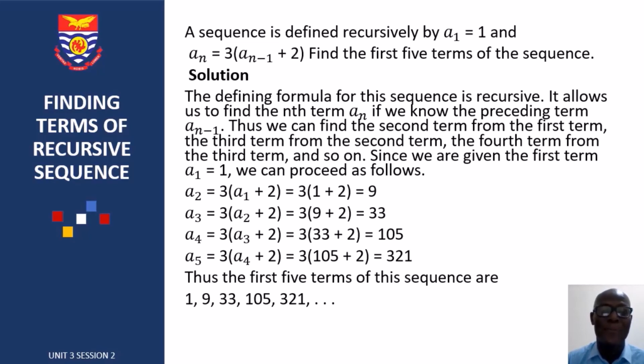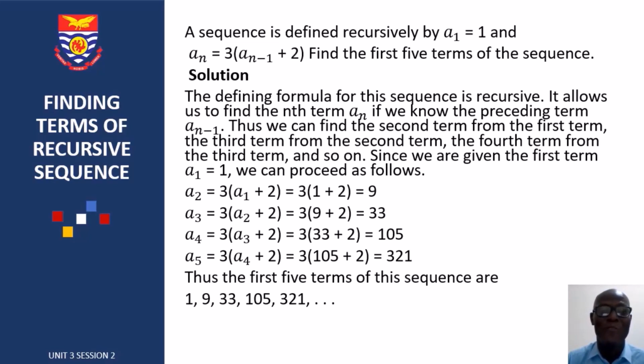Our third term, we have a subscript 3 is equal to 3 times (a subscript 3 minus 1, which is 2, then plus 2), which gives 3 times (9, since we know the second term to be 9, then plus 2). 9 plus 2 gives 11, and 11 times 3 is 33.